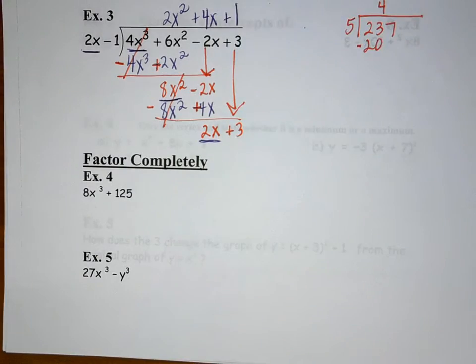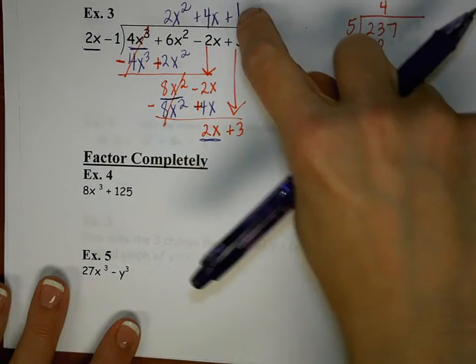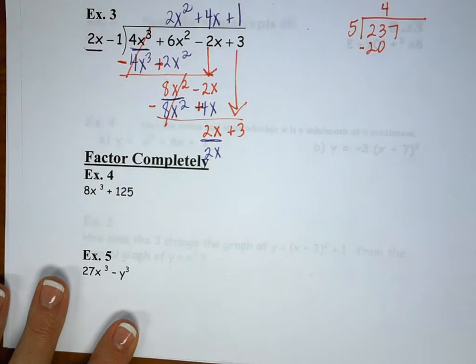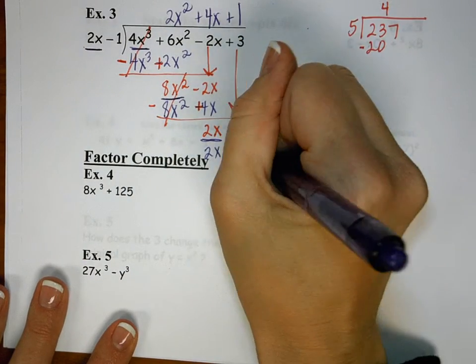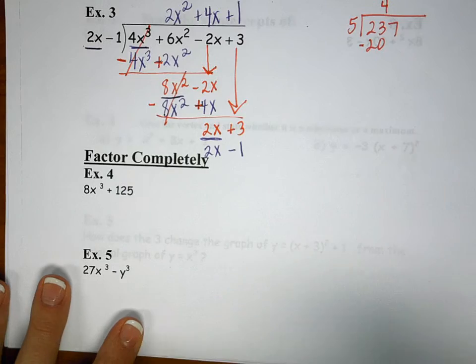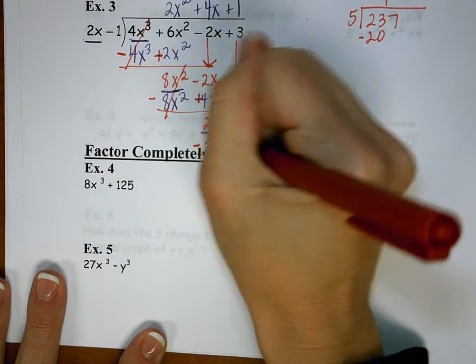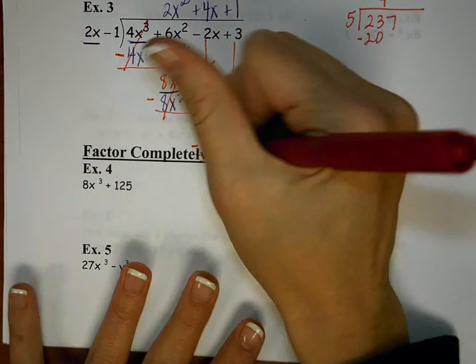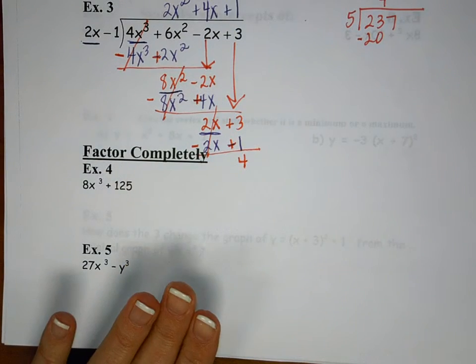You have to write that there. Okay, so now 1 times 2x is 2x, and 1 times negative 1 is, but I need to do what? Good, so we have a minus and a plus. These cancel, and what's 3 plus 1? 4. Who remembers what we do when we have the remainder?